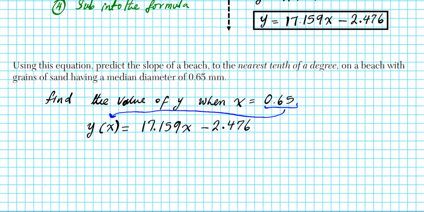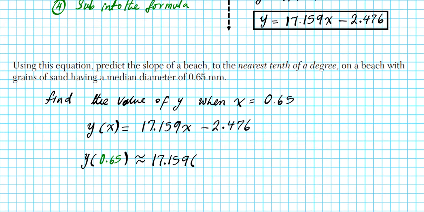Okay, let's do it. So we're going to have y evaluated at 0.65. Let me color code it so you can keep track of what's going on here. This is going to be an approximation. So it's going to be 17.159, x gone, replaced with the input value, which is 0.65. Hopefully that makes sense. Minus 2.476. So we're going to have our calculator do the work for us here.